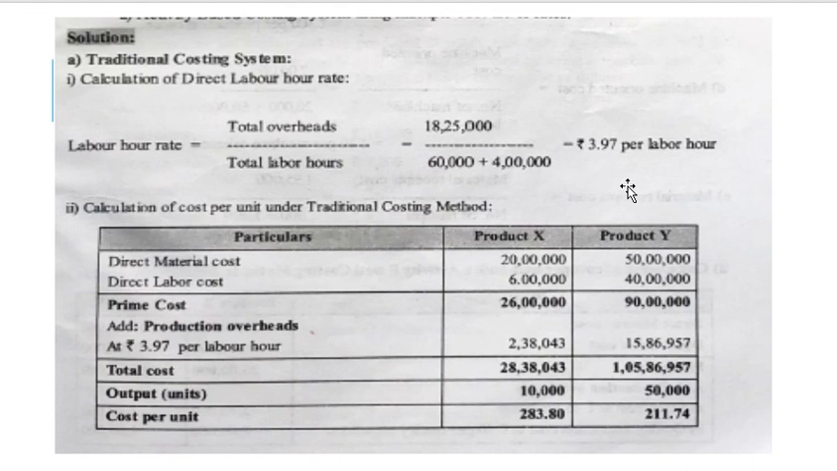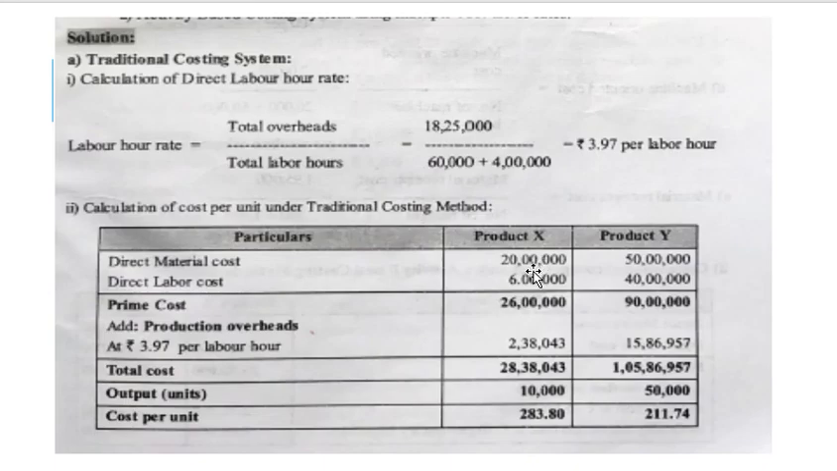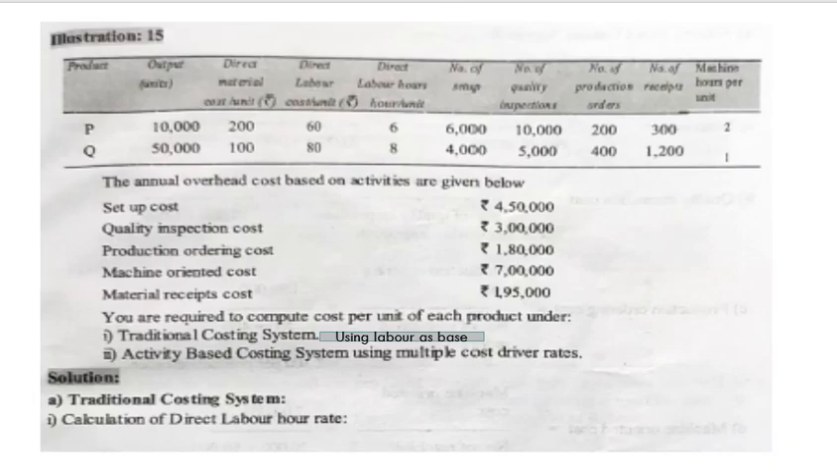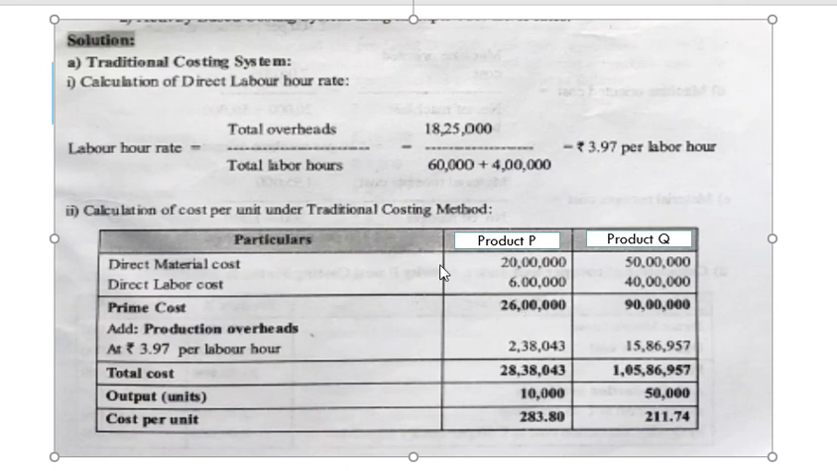Next, calculation of cost per unit under traditional costing method. As per the question, we have direct material cost per unit, which is 200 rupees. So for 1 unit, if it is 200, then for 10,000 units, how much is it? 10,000 into 200, which will give you 20 lakh. That is for your product P and Q. So please change it to product P and Q, not X and Y. So for product P, we have got 20 lakh.